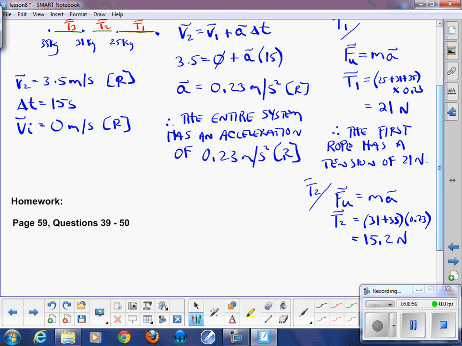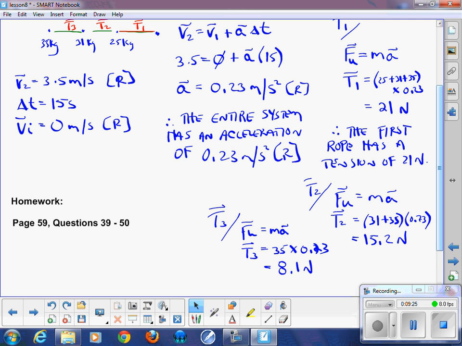And the third and final rope, T3, is the tension in rope 3. When you look at rope 3, it's only carrying the 35 kilogram mass, the last child. So multiply that 35 by 0.23 and we get 8.1 newtons. So the tension in the ropes decreases as we go down the line. So there are your 3 tensions.